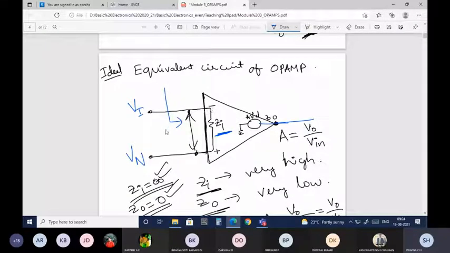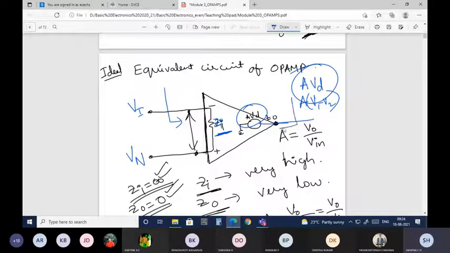So as you see from these terminals, the input impedance is given by Zi, and at the output side you will have the AVD, because at the output you need to get the amplified signal. So AVD in the sense A times (V1 minus V2). And as you see from the output terminals, the output impedance is Z0. Z0 is the output impedance. Zi is the input impedance. Okay, so ideally the Zi should always be equal to infinite.